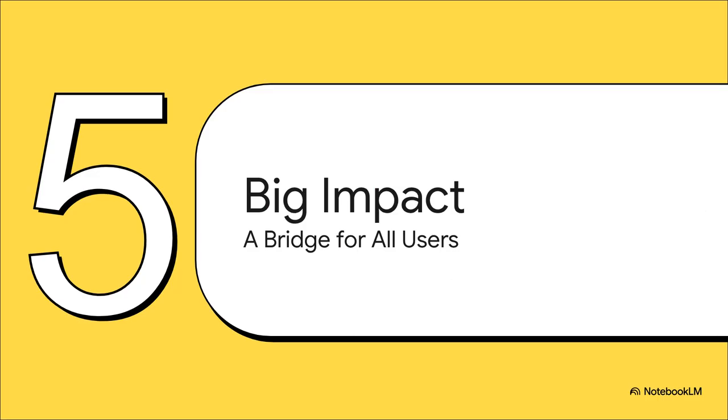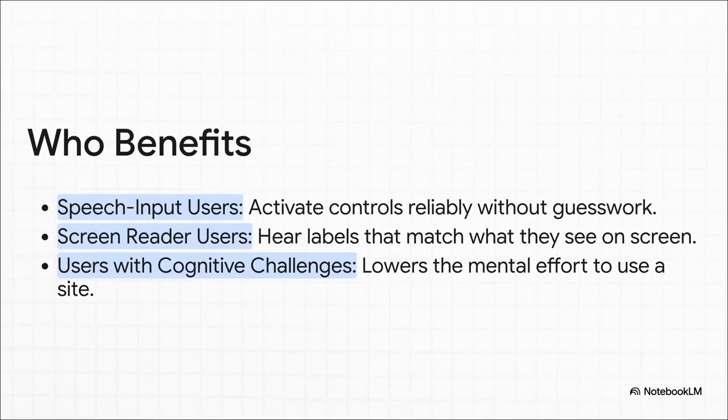So after all this, you might be thinking, okay, it's a technical rule, but why does it matter so much? Well, it's because this little rule is like a bridge. It connects what we see on the screen to the code humming away in the background. And when that bridge is strong, the whole experience becomes more reliable and way less confusing for everyone. And when we get this right, the impact is huge. For anyone using voice commands, it's a game changer. They can finally just say what they see and trust that it'll work.